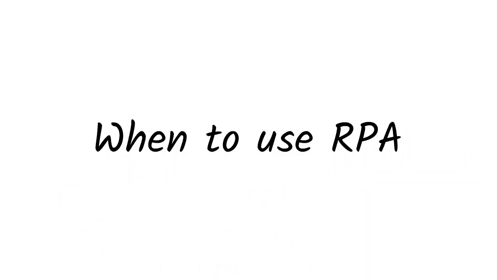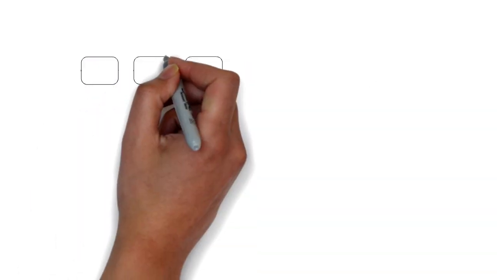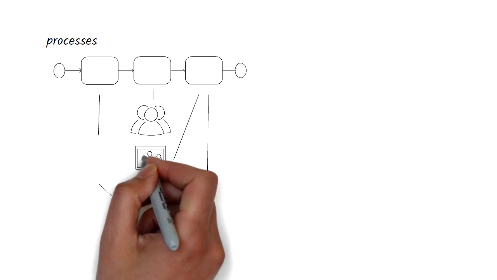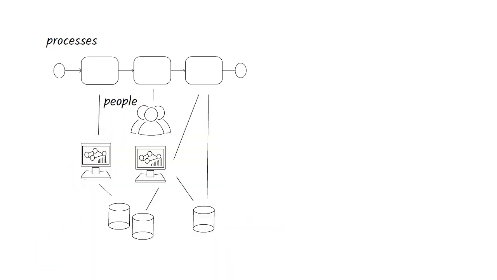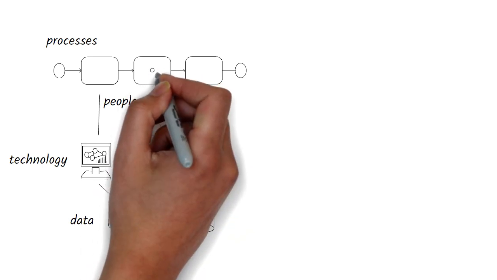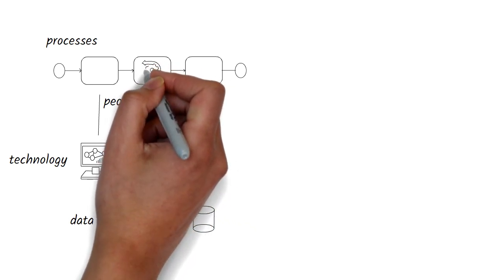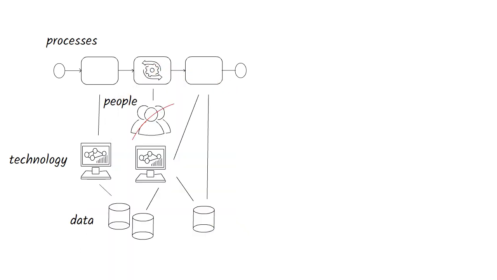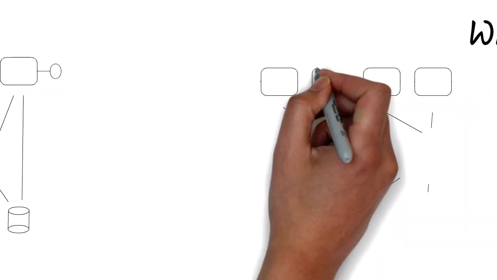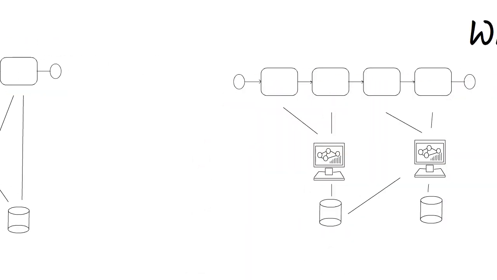When to use RPA? Every business has processes that help it to deliver value to its customers. The processes are often supported by people, technology, and data in each step. When a step is automated, the people are freed up to do other things. The problem is two different processes might have been built independently.